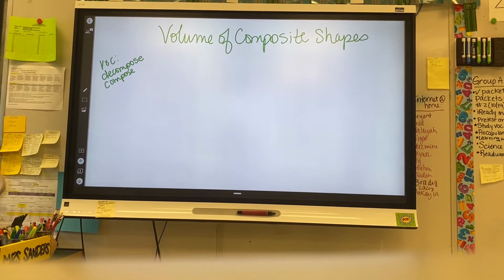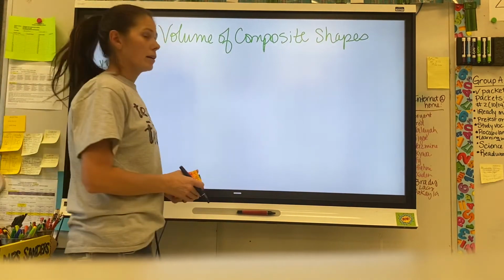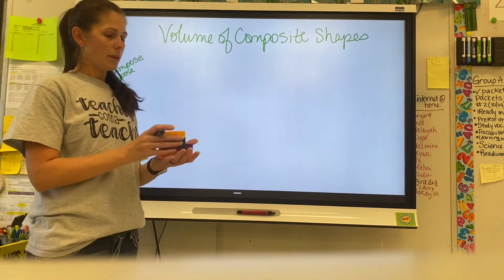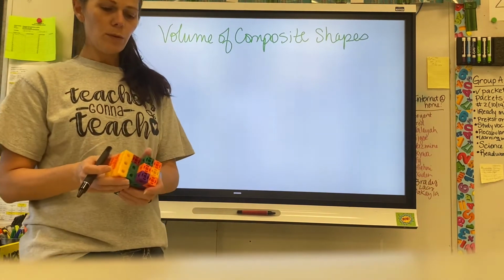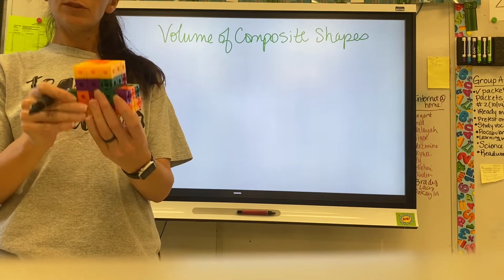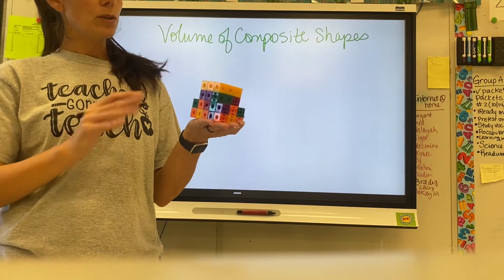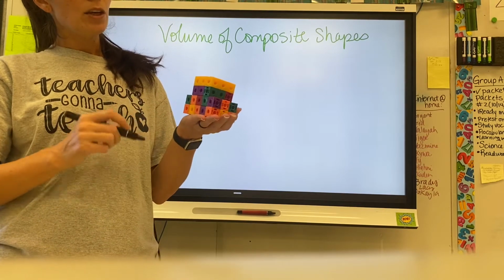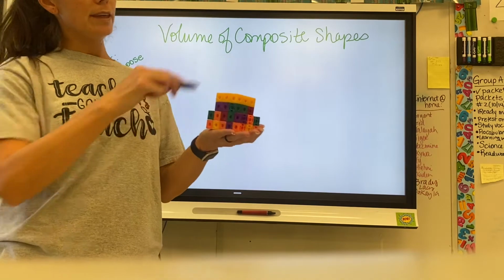Volume of composite shapes. The composite shape that we're going to talk about this year looks like something similar to this. If you notice, it looks like there are two rectangular prisms stacked on top of each other. Kind of reminds me of a wedding cake or a two-layer birthday cake. So how would I go about finding the volume of this shape?